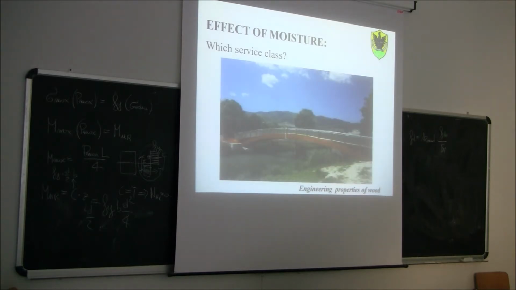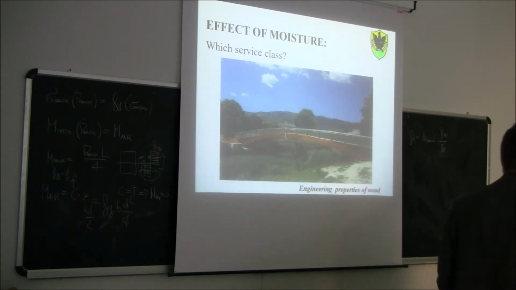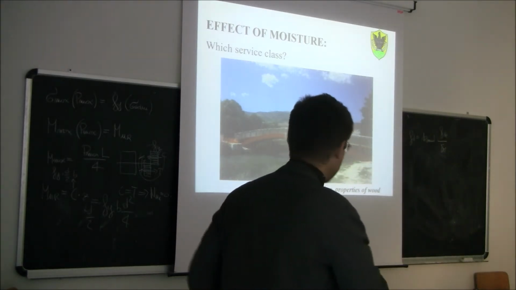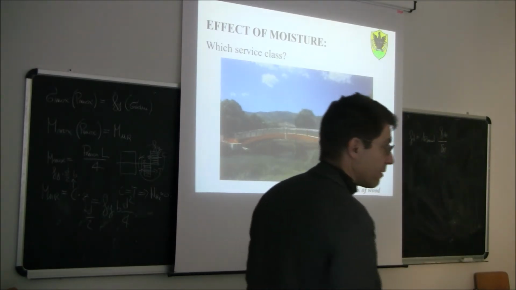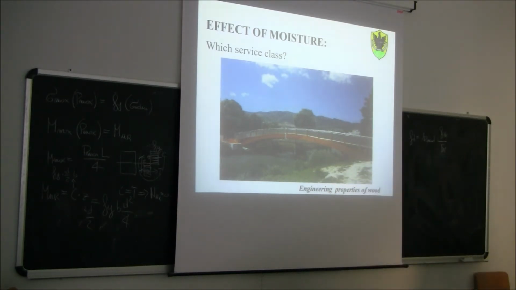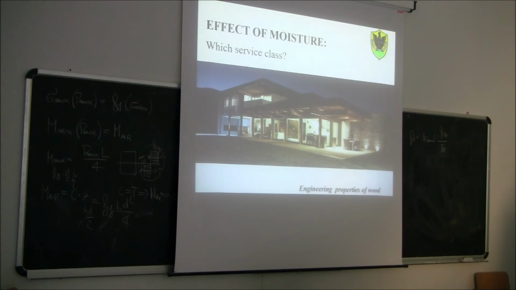This one? You see, this is slightly different from the one that we saw before. This is a bridge, there is a river, of course, and here there is no concrete slab to protect the timber. So those are completely exposed to rain. So in this case, no doubt, this is service class 3. A structure like this, how would you design here? Because very often you have a structure like this.